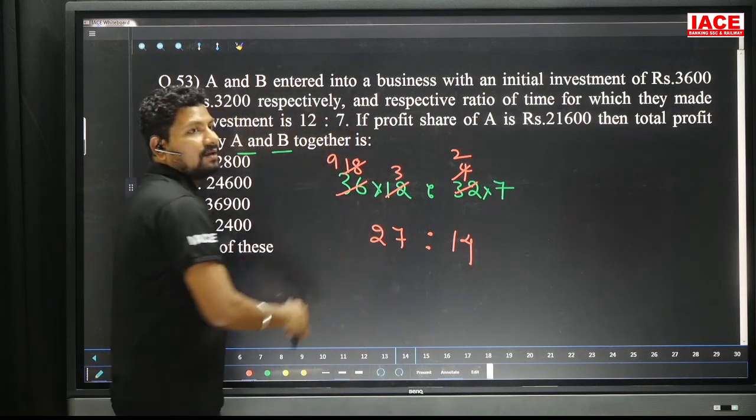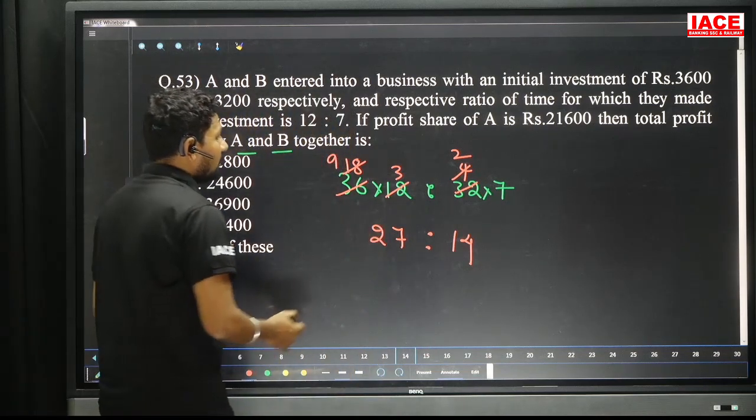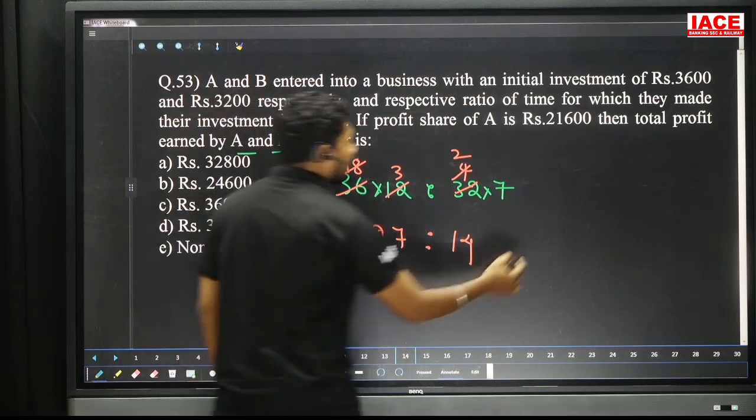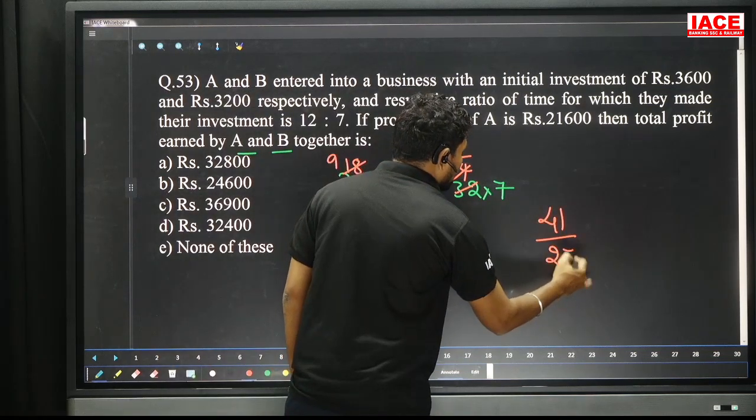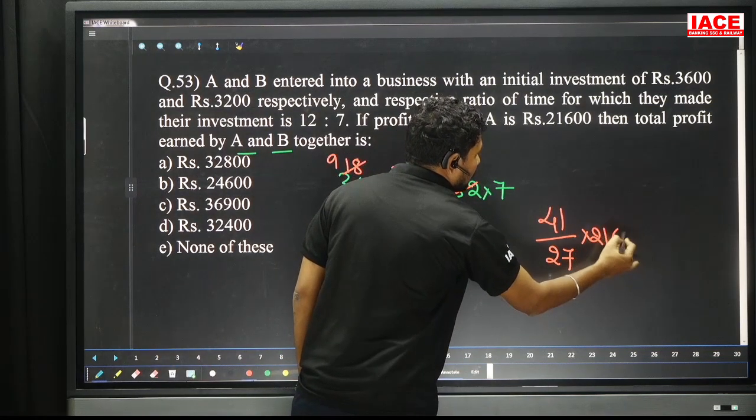They are given only the A value. Based on the A value, we should calculate the overall value. 27 plus 14 is equal to 41 parts. We require 41 parts. Based on the 27 parts, 21,600.